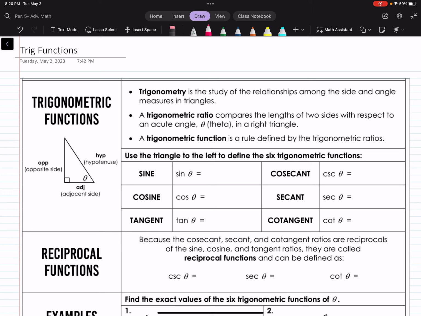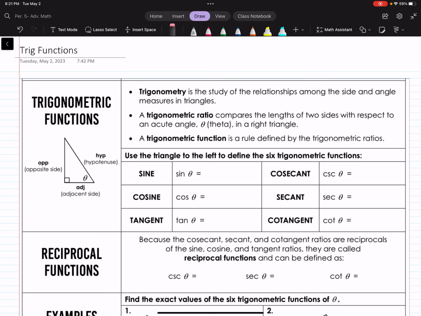So what is trigonometry? Trigonometry is the study of the relationships among the sides and angles of triangles. And the trigonometric ratios specifically compare the lengths of 2 sides with respect to some type of acute angle, which we call theta, in a right triangle specifically. And a trigonometric function is a rule that is defined by using our trig ratios. So it says, using the triangle to the left, we're going to determine and define the 6 trigonometric functions.